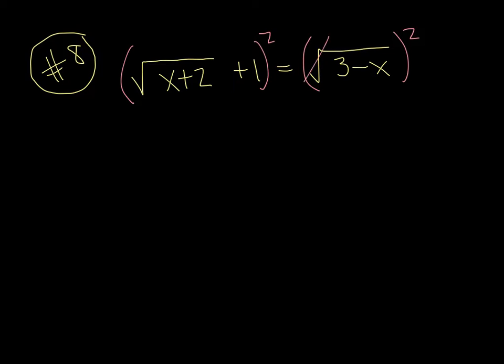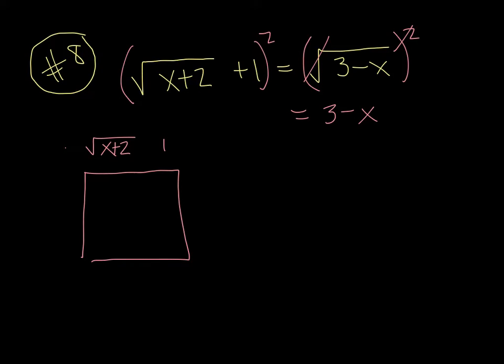On the right-hand side, no problem. They cancel out, and you're left with just 3 minus x. But the square root of x plus 2 plus 1, squared, gets messy. I would recommend using your box. So I would say the square root of x plus 2 plus 1, you have to do it twice: the square root of x plus 2 plus 1 and the square root of x plus 2 plus 1.